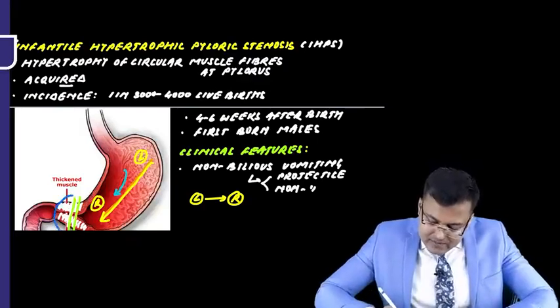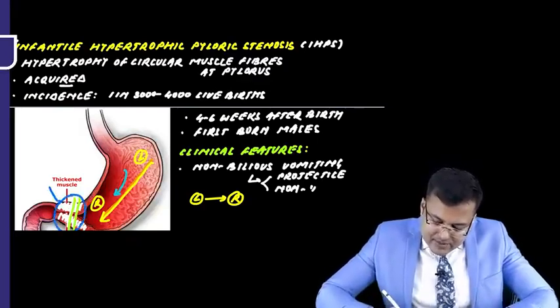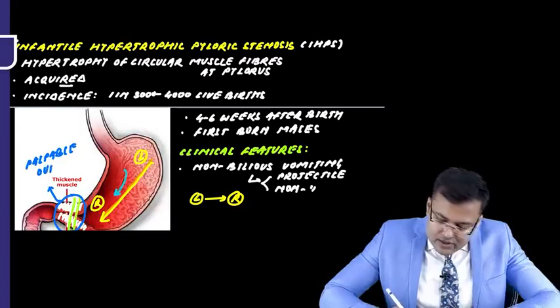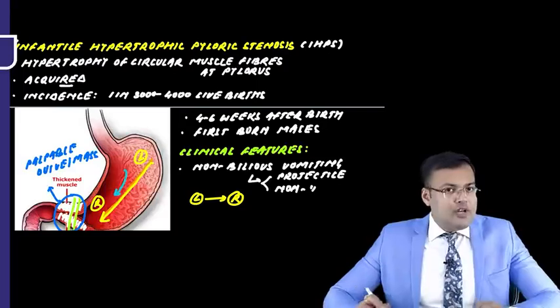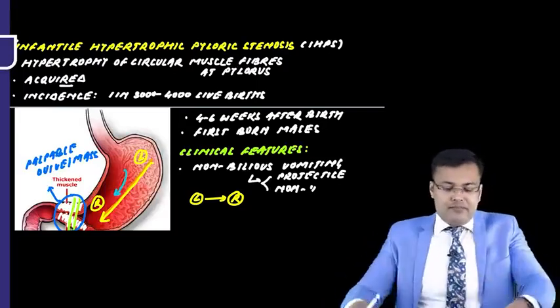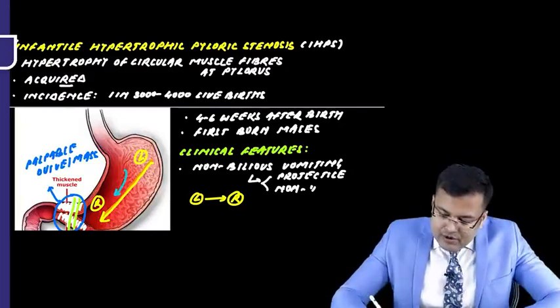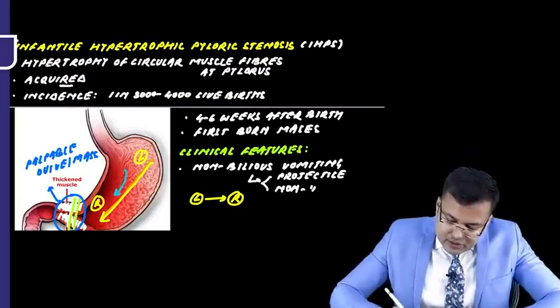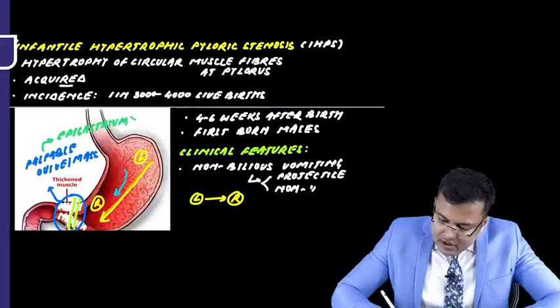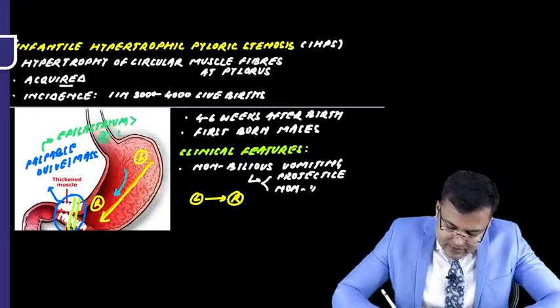That is what? Palpable olive. So there is a palpable olive or mass. Where can you feel this olive or mass? Typically it is felt in the epigastrium and sometimes in the right hypochondrium. So this palpable olive or mass is felt most commonly in the epigastrium. This was a question in the latest exam. Epigastrium, followed by right hypochondrium.